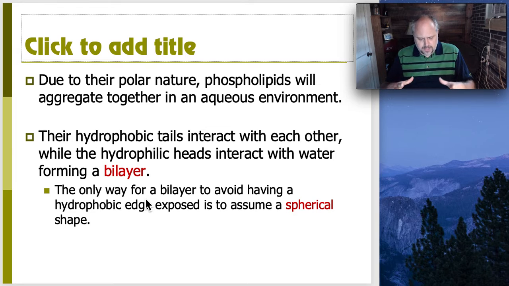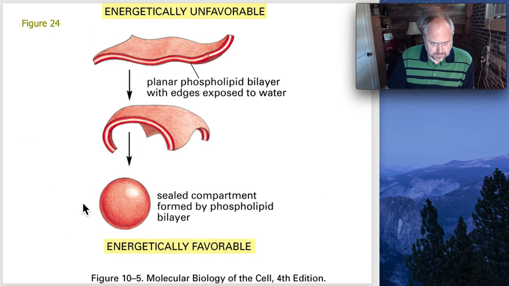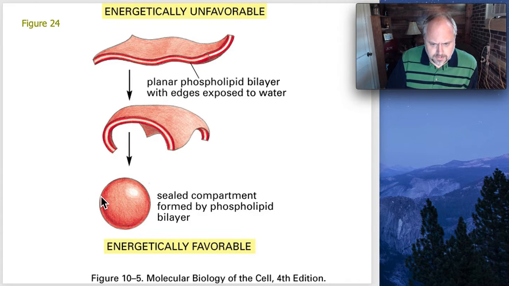And of course, if you create a bilayer, then the only way for that hydrophobic layer to be completely stable is if you enclose it all the way around and create a spherical shape. So here's a figure out of a pretty old cell book that I used to have in college. I just like this figure because it really shows that. So here would be what a bilayer might look like.